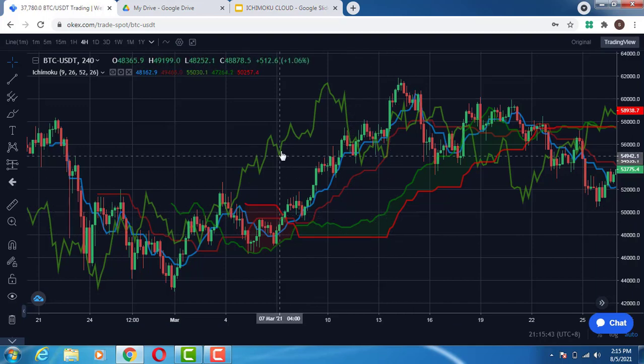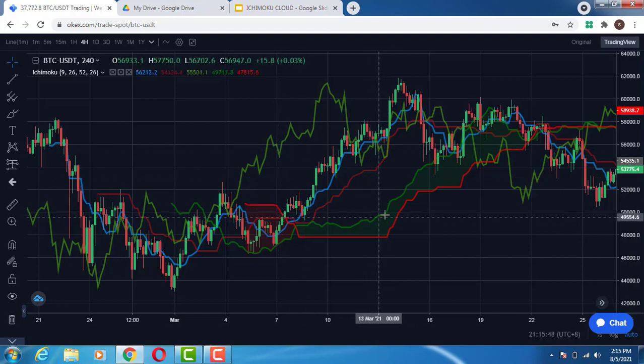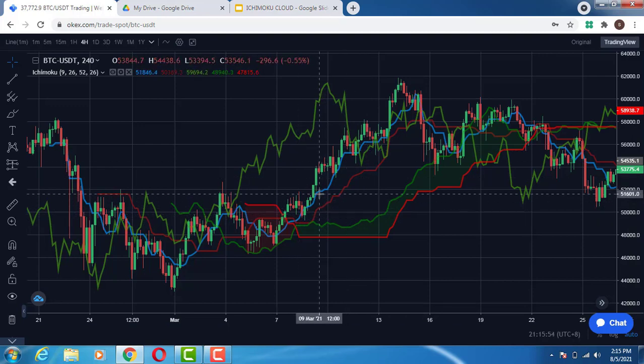Not only that, we see this green line, which is the lagging span, is far away from the cloud, which means the market is going to ride up. Like I said earlier, this blue line, which is the conversion line, and this red line, which is the baseline, act as a simple moving average for this very market to go up.